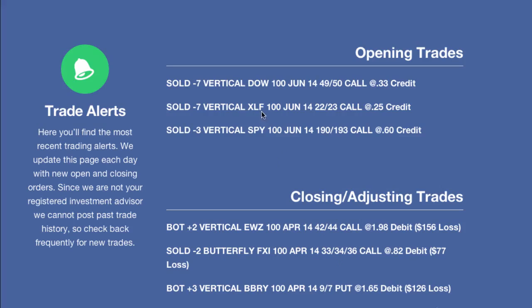The next one that we got into is XLF, the Spider Financials. They've been having a really tough time, so earnings hasn't been good. It's not expected to be good for a lot of financials. They're expected to have top-line revenue drops, and some of them see significant profit drops. So we sold the 22.23 call spread in XLF for a 25-cent credit, just shy of what we usually like to sell these call spreads for, around 30 cents.